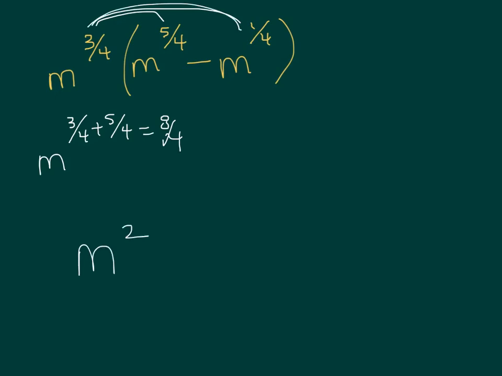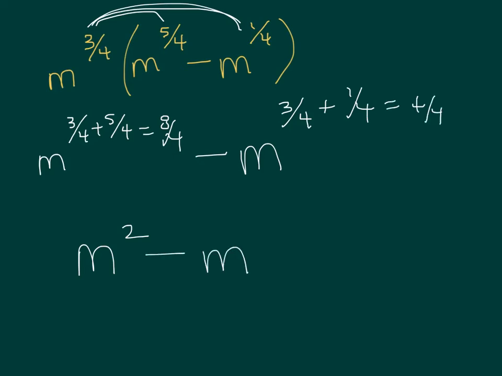Now I've got to do it again. I've got to multiply it times this second guy. So minus, remember once again, when we multiply we add exponents, so that becomes 3/4 plus 1/4, in other words 4/4, or m to the 1. So what we really have is m squared minus m to the 1. Now at this point I can't put them together. When we add and subtract, we only put like terms together. We're subtracting here and these aren't like terms, so I've got to stop.